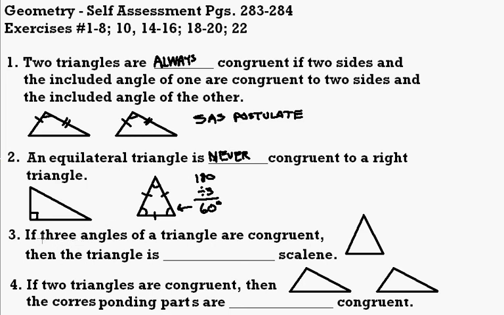Number 3, if three angles of a triangle are congruent, then the triangle is blank scalene. Well, again, if I have an equiangular triangle, which is what three congruent angles are in a triangle, makes it equiangular, that means it is also equilateral, which means all three sides are the same length. And the definition of a scalene triangle is that none of the lengths are the same. Therefore, that is also a never.